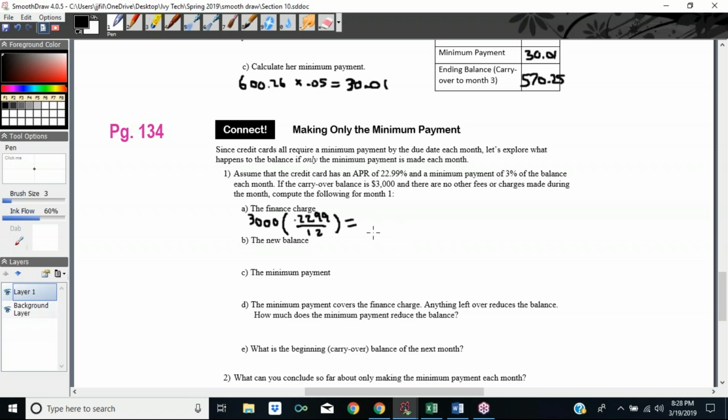So the finance charge here is $57.48. And so that makes the new balance $3,057.48.